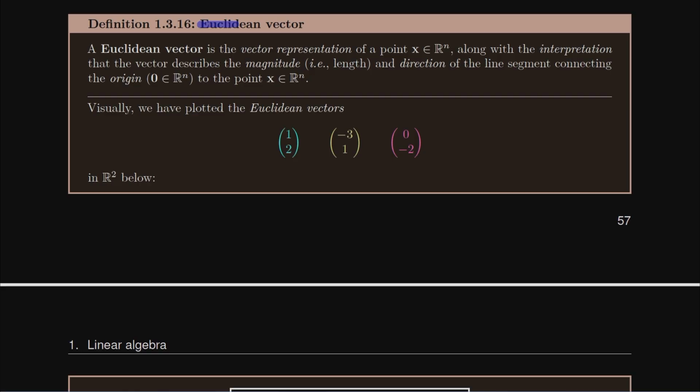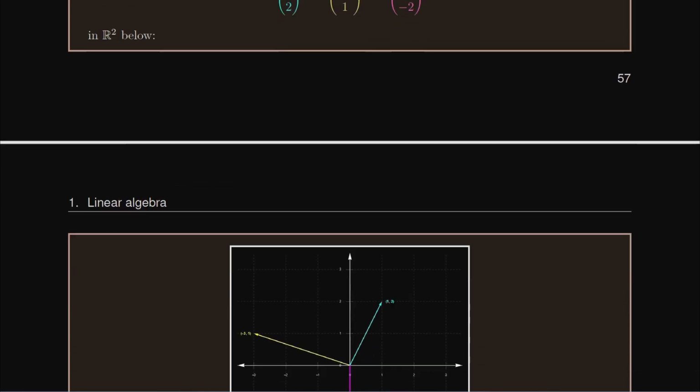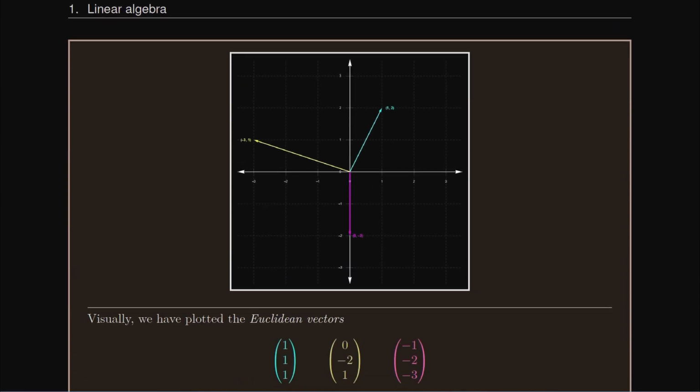And so to interpret a vector as Euclidean, we're just going to think about these vectors 1, 2, negative 3, 1, or 0, negative 2 as arrows in the two-dimensional plane, right? So the three vectors we were curious about was the vector 1, comma 2. And of course, this is equivalent to the point 1, comma 2. If we plot the point 1, comma 2 in the xy plane, we end up with the point right there. But interpreted as a vector, this vector just emanates from the origin, and we give it a little arrowhead saying that it ends up at the point 1, comma 2.